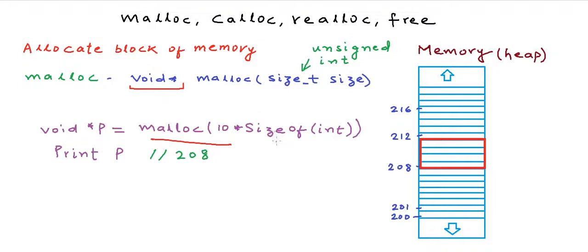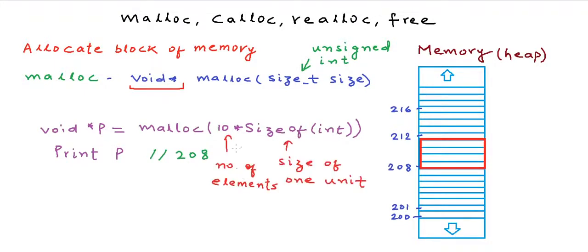Integer is a primitive data type. Sometimes you may know that the size of integer is 4 bytes, so I can write something like 10 into 4 here. But it's not a good practice to do so. The size of a variable depends upon the compiler, and we would also be using malloc to allocate memory for complex data types. So we must use malloc like this. The total number of bytes should be written as the number of elements into the size of 1 unit of the data.